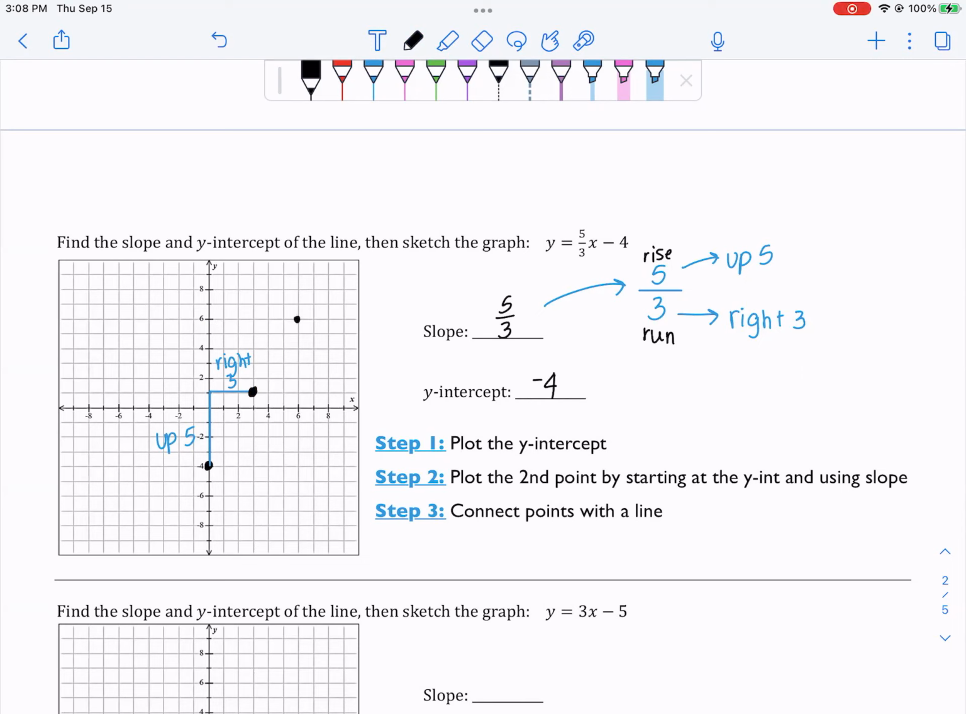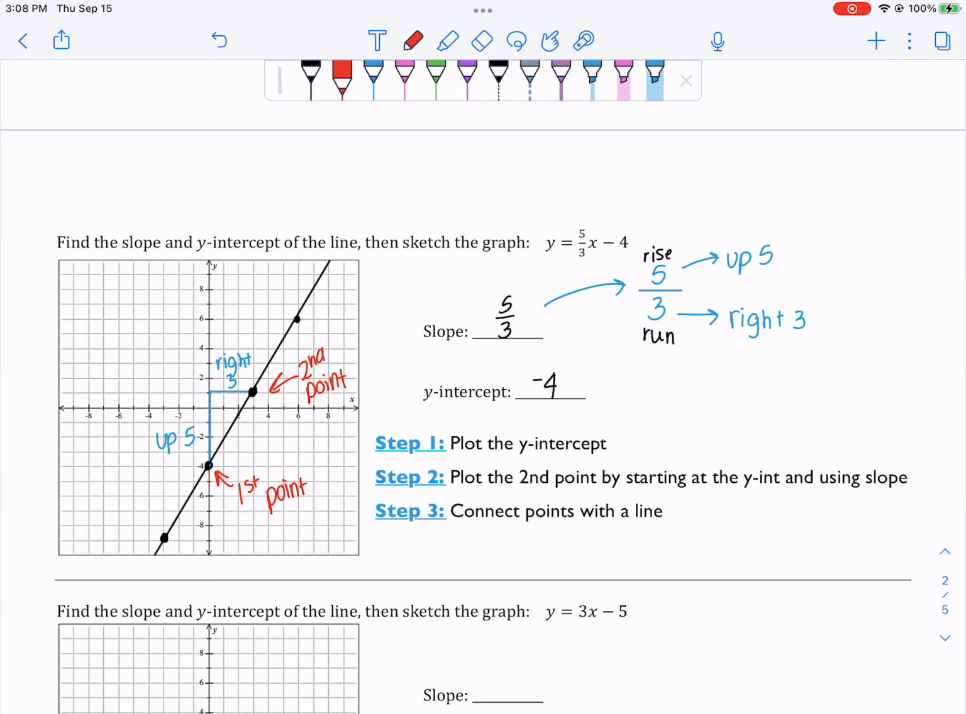I can even move in the backwards direction and follow the same pattern. So going down 5, left 3, just doing that same pattern. And I can connect the dots and I am done. It is just like that. So this was my first point, and then I plotted my second point.